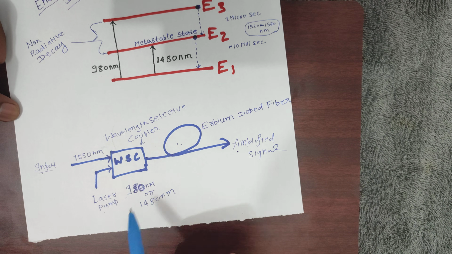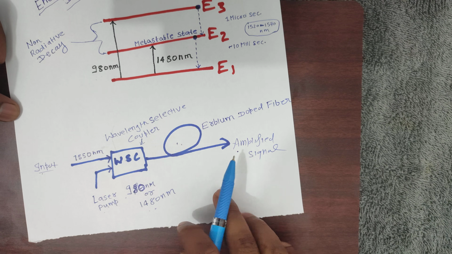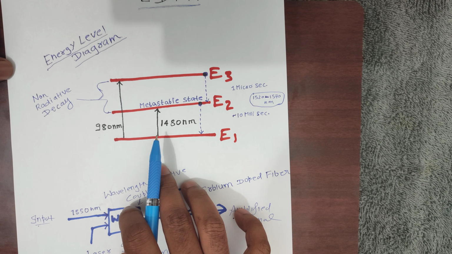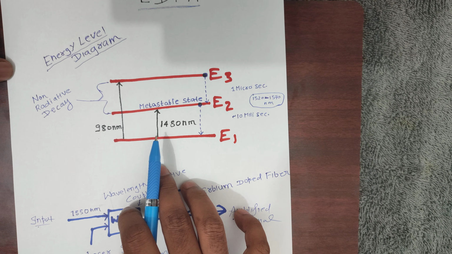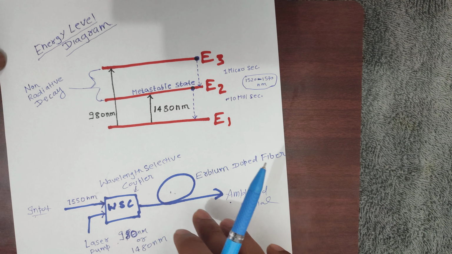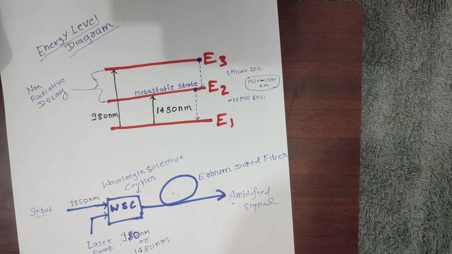So let's see, we will use either 980 or 1480 nm. This is the energy level diagram of how the EDFA works. Okay, before that I will tell you how this fiber is doped, because the fiber we are using is silica fiber.